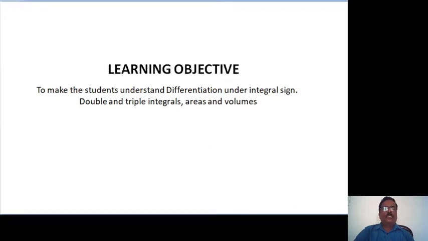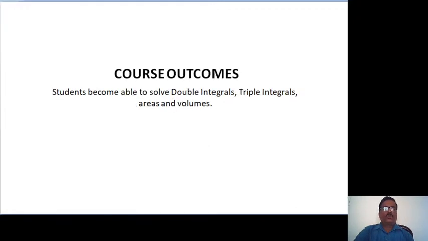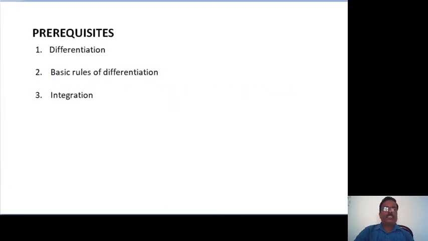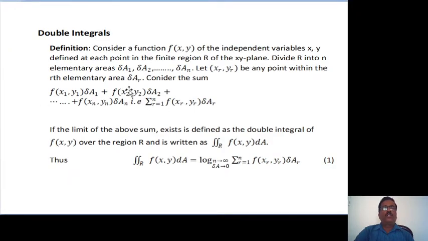This is the learning objective. These are the course outcomes. These are the prerequisites: differentiation, and the basic rules of differentiation and integration. So let us start with double integrals.